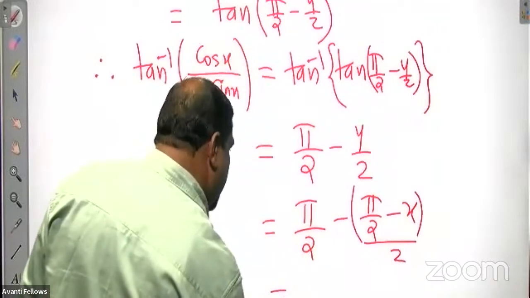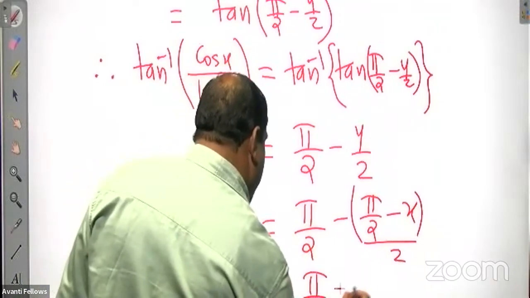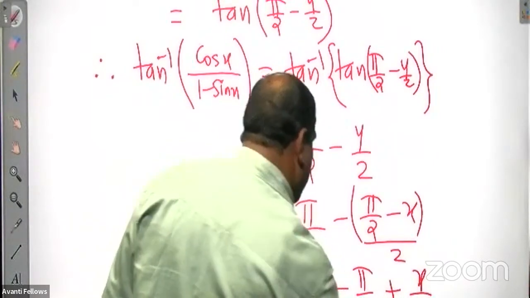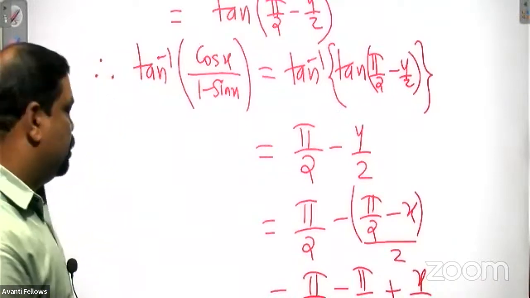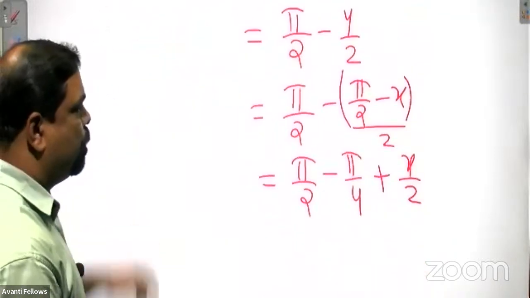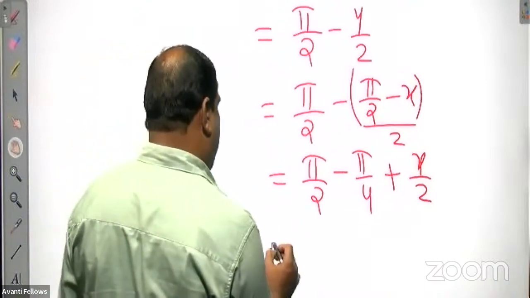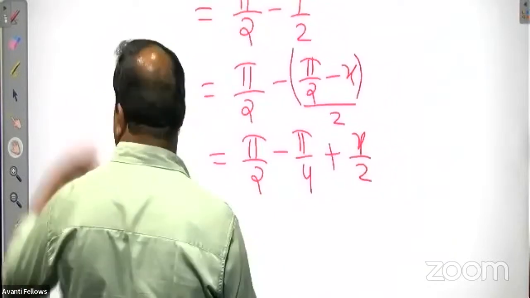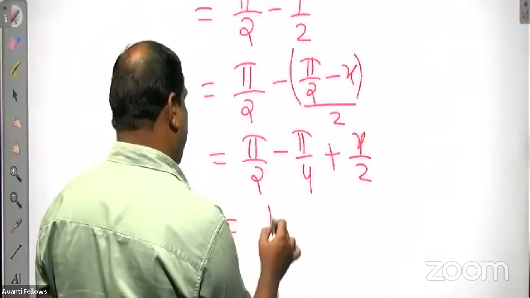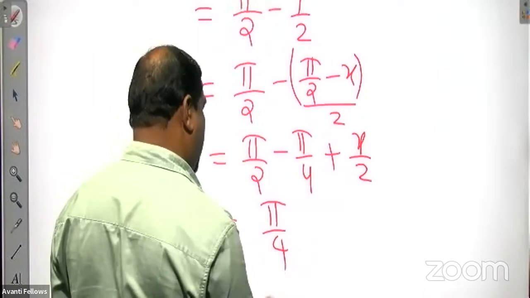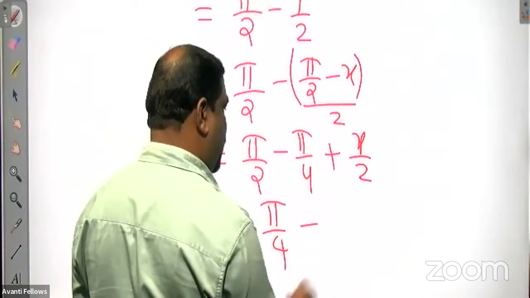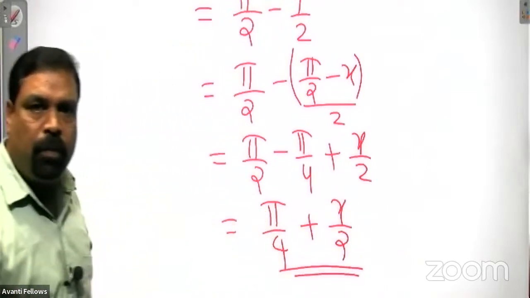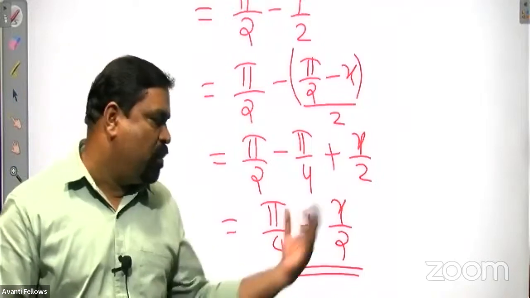That is equal to pi by 2 minus pi by 4 plus x by 2. Pi by 2 minus pi by 4 is pi by 4, since 90 minus 45 is 45. So the result is pi by 4 plus x by 2. This is our final answer.